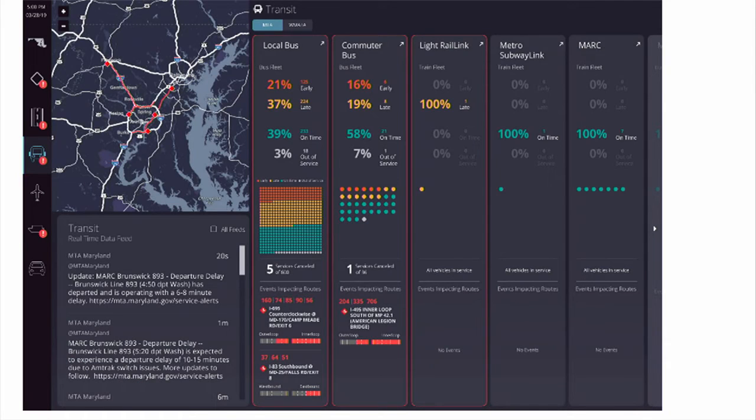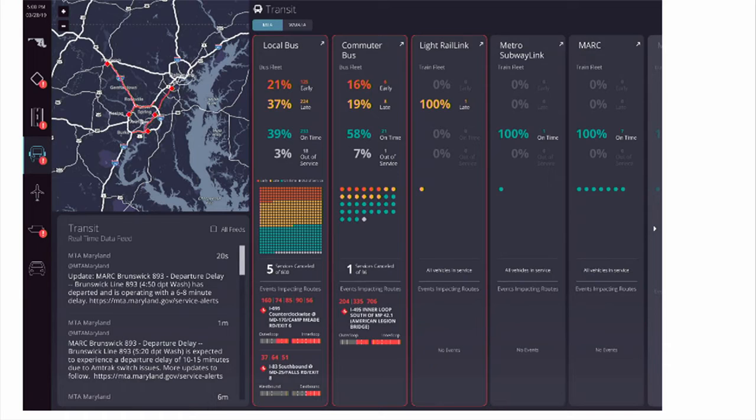Speaking of transit, you can then click down a level deeper, and it will show you some sections that tell you, okay, for the local buses operating in Baltimore or DC, here's what percentage of them are early versus late versus on time versus just out of service completely. And we show you a dot representing each and every bus, so you get a sense of how many are doing well versus not. We do the same thing for the commuter buses.